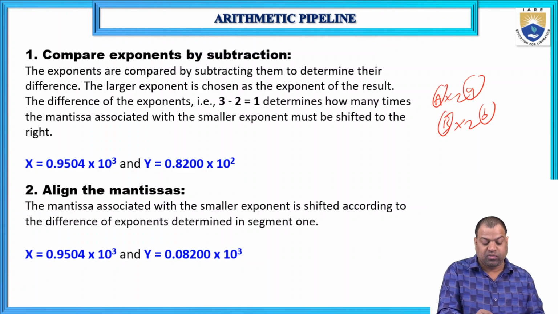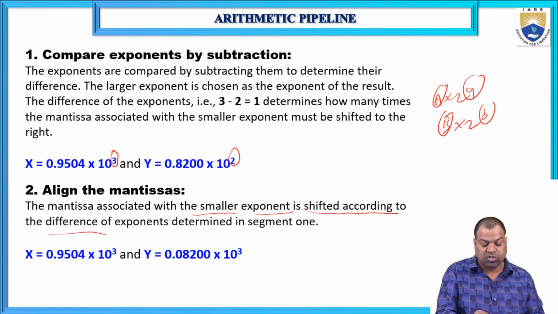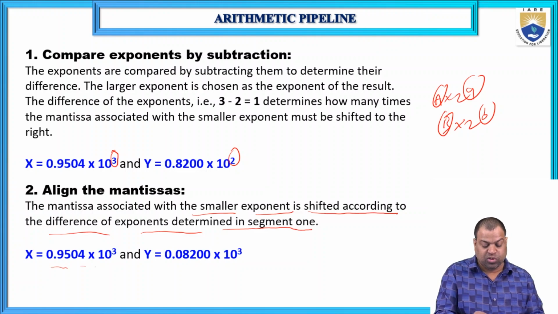X equal to 0.9504 into 10 cube and Y equal to 0.8200 into 10 square. Here exponent value is 3, here exponent value is 2. So align the mantissa. The mantissa associated with the smaller exponent is shifted according to the difference of exponents determined in segment 1. X equal to 0.9504 into 10 cube, Y equal to 0.0800 into 10 cube. But this 10 square is changed to 10 cube. What will happen? 0.8 is changed to 0.08.